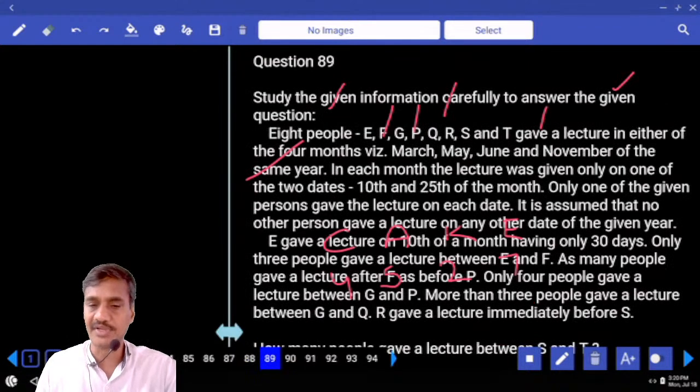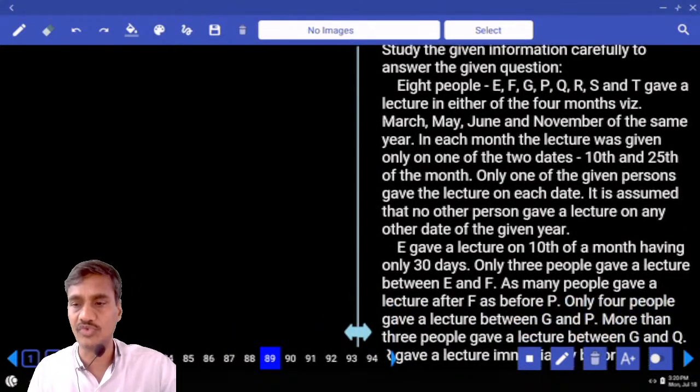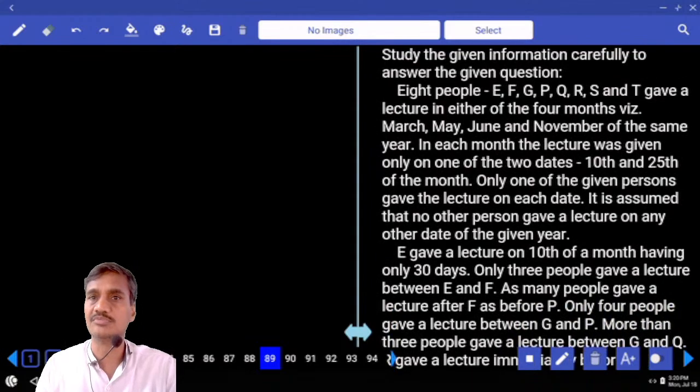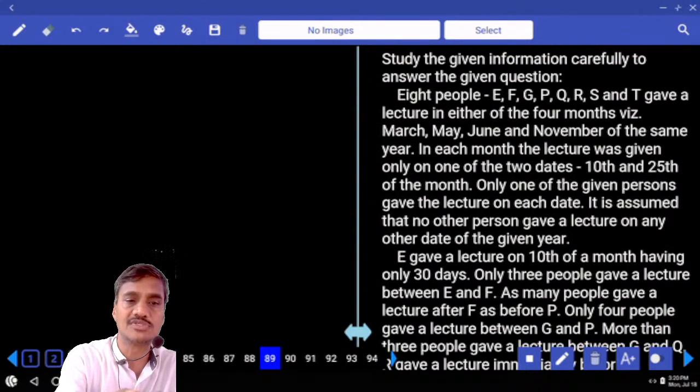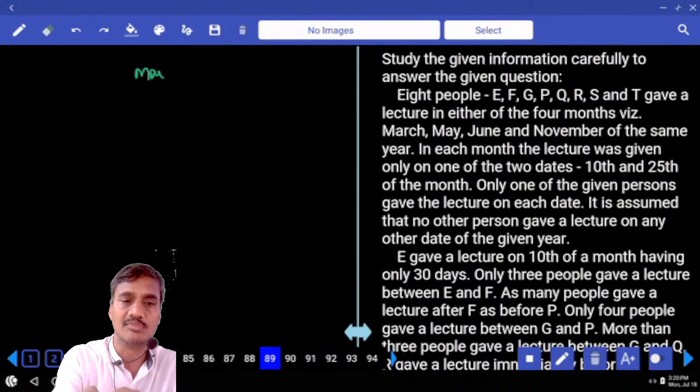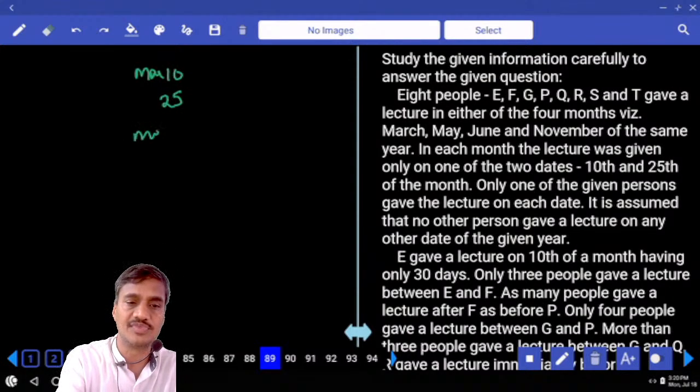Then next one, 89 onwards. Now here, how many months do we have? There are only 4 months, and each month has 2 different dates, 10th and 25th. First write down the dates like this: March 10th and March 25th. And in the same way, May 10th and May 25th.